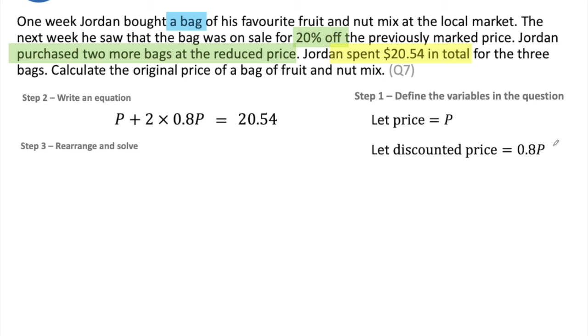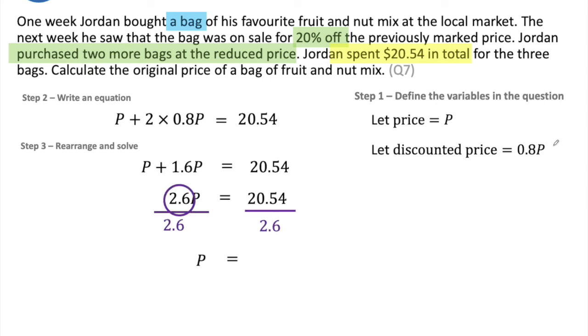Now we can go ahead and apply step 3 to rearrange and solve. So first I'm going to simplify it. 2 times 0.8 is 1.6. So P plus 1.6p equals 20.54. So adding my p's together, 1 plus 1.6 is 2.6. So 2.6p is equal to 20.54. To find p by itself, I need to divide both sides by 2.6. So my p value is going to be 7.9.